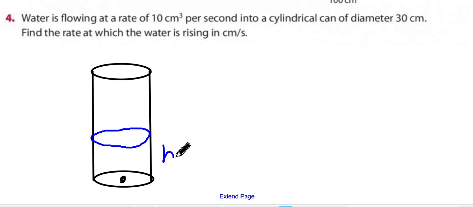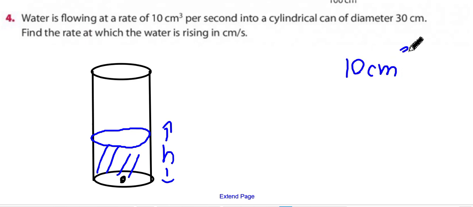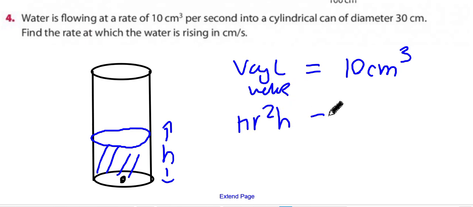Would you all agree? The water rises a height h. And the volume of this water is 10 milliliters or 10 centimeters cubed. The volume of the cylinder of water. And then we go pi r squared h equals 10. So every second we pour in 10 centimeters cubed. And what it's asking is, what's the height after 1 second? No, the volume of water is 10 centimeters cubed. The height isn't 10. So, first of all, what's the radius of our can? 15. So there you go.